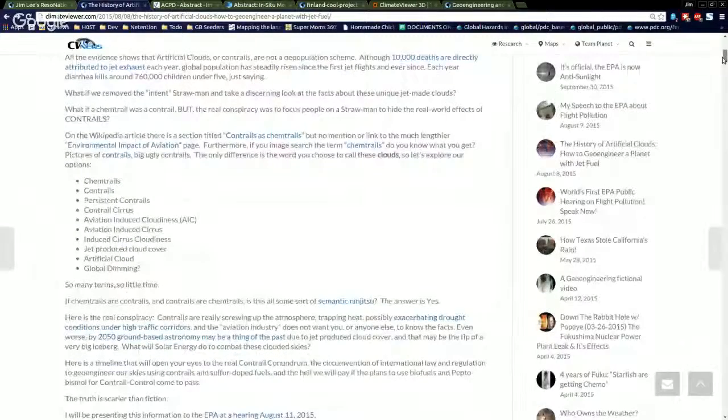All right, so what are we talking about here? There are many terms for the same things, but they're clouds. They're clouds made by planes. We're calling them chemtrails, contrails, persistent contrails, contrail cirrus, aviation-induced cloudiness, aviation-induced cirrus, induced cirrus cloudiness, jet-produced cloud cover, artificial clouds, global dimming.